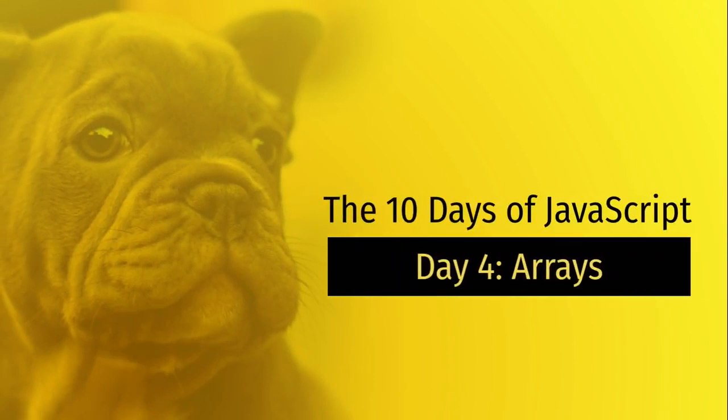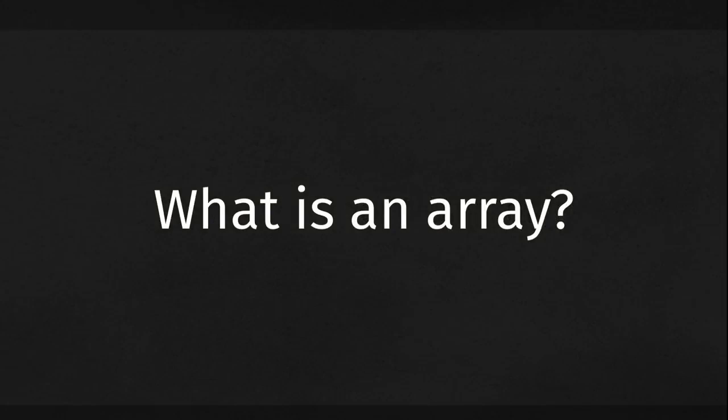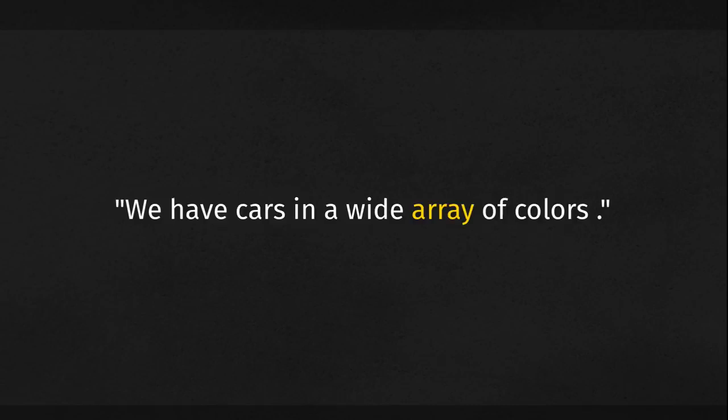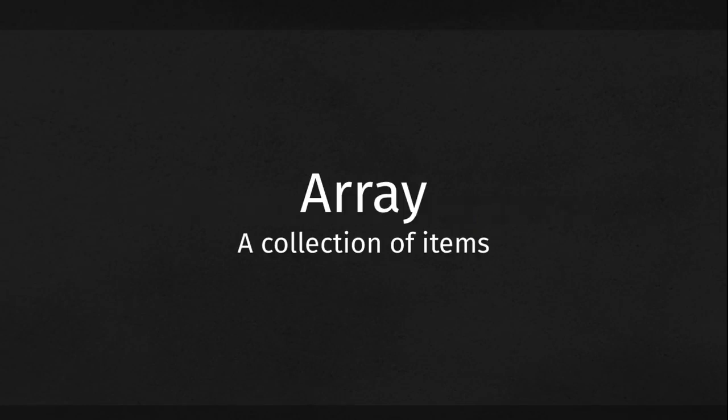JavaScript. Here we are in day number 4, and in this lesson we are going to learn about arrays. So what in the world is an array? Well, let's ask ourselves, in the English language, how would we use the word array? For example, a car dealership might say that they have cars available in a wide array of colors. And that just means they have a lot of available colors. So when we hear the word array, just think of a collection. It doesn't matter what the collection is of, just that there's a collection made up of multiple items.